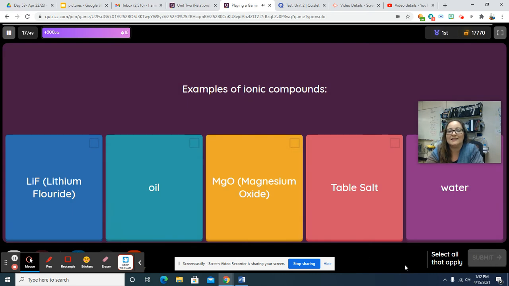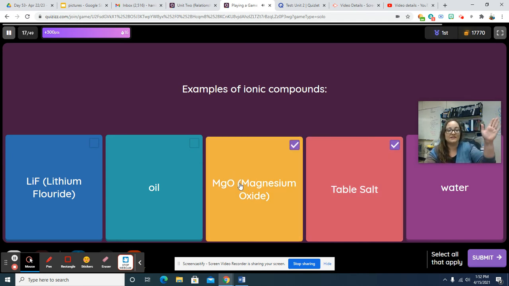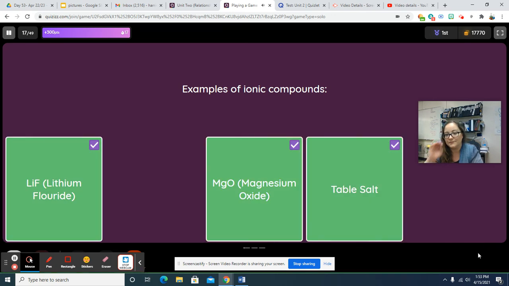Examples of ionic compounds. So there's 3. I should have put that in there. I'll hopefully remember to go back and change that. So table salt, of course, it's NaCl. Then magnesium oxide, magnesium from over here, oxygen from over here on the periodic table, and lithium fluoride. Lithium's from the left and fluorine from the right.